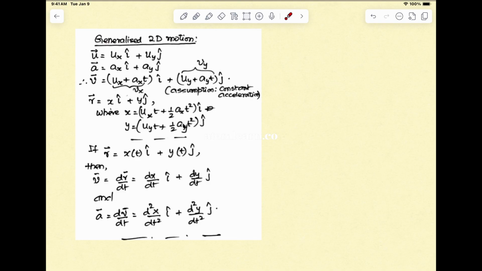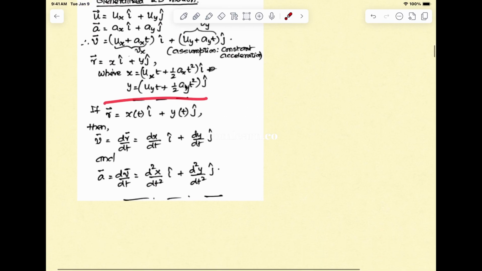And of course, then the position vector, that is x i cap plus y j cap, is as per the usual formula, the equation of motion for displacement, which is given by ut plus half at squared. In terms of vectors, this is ut plus half at squared for i cap and for j cap. Therefore, it is like this.